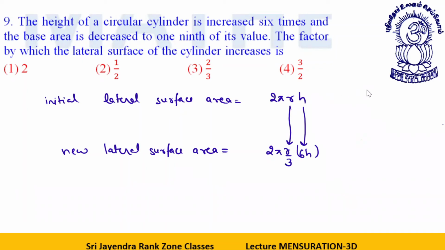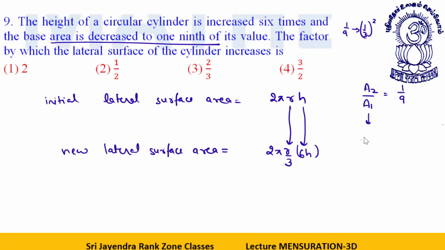See, given the base area is decreased to 1/9, let's say the new area is A2, the initial area is A1. 1/9 means one third square. 1 by 9 means actually what? One third square. I'll show you. A2 by A1 is 1 by 9 as it is given to you.